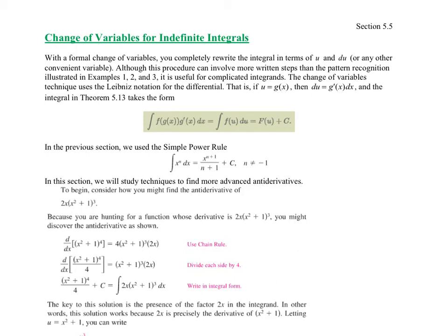So the work that I already showed on page 2 here is really what this next one is about. This is called the change of variable for indefinite integrals. The only thing we have to be careful about is when we start doing it with definite integrals. But let's look at this.